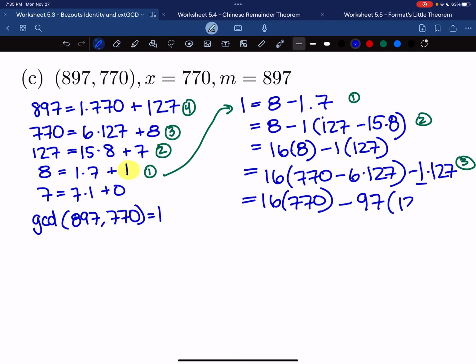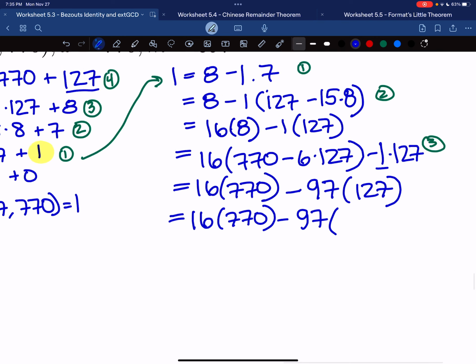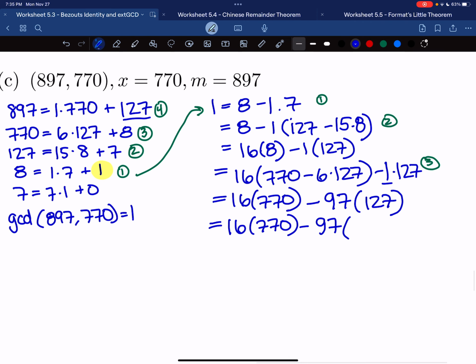Okay. And then from 4, we can see we've got that 127 there. We're going to say this is another way. We can also write this as 16 times 770 minus 97, and instead of 127, we're going to write that out as 897 minus 1 times 770.